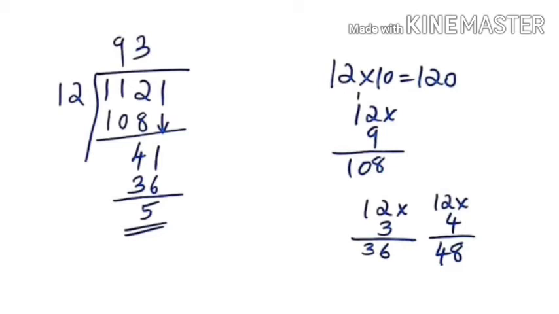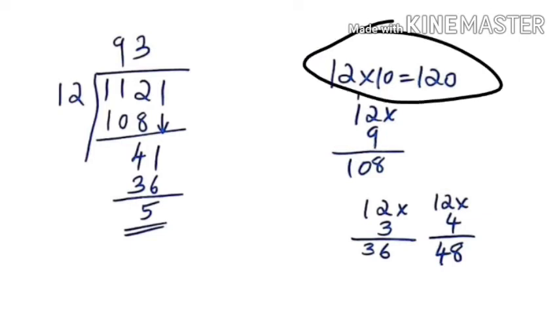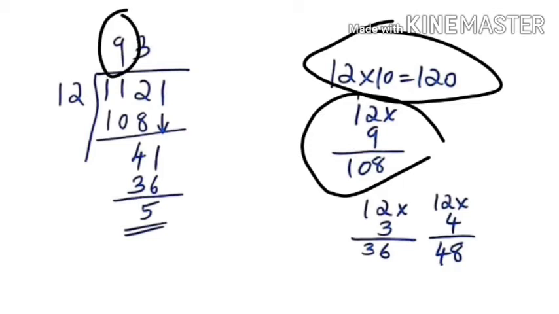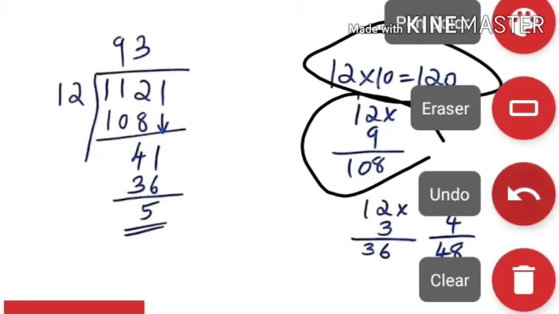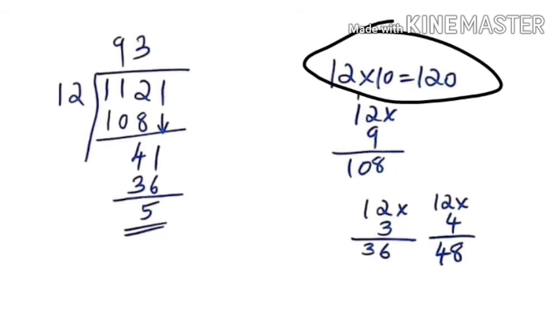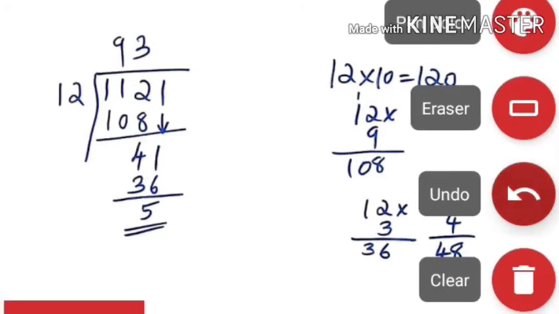Here we multiplied with the 10. Now we are multiplying with the 9. 12 into 9 is 108. 108 is less than 112. So this is the number required. So 12 into 9 is 108. So write 9 on the top. 9 into 12 is 108. Subtract 108 from 112. It's 4. Now bring down the 1. That is, now it will become 41.